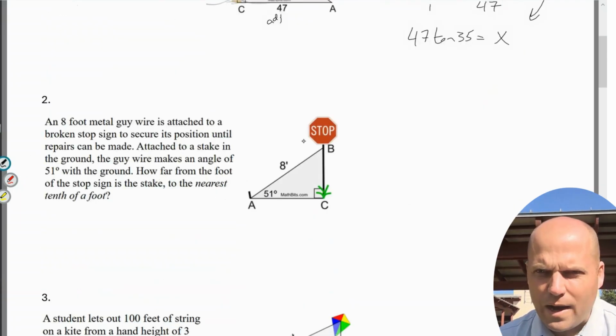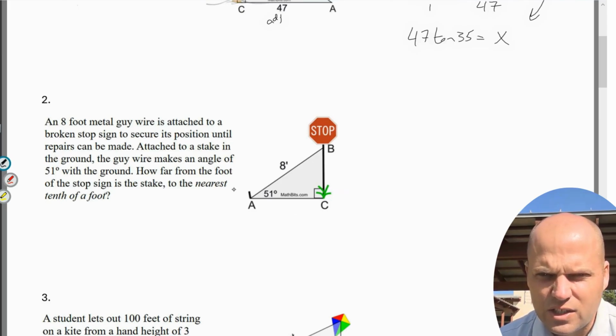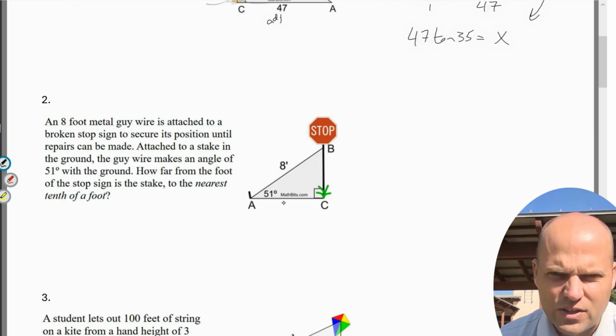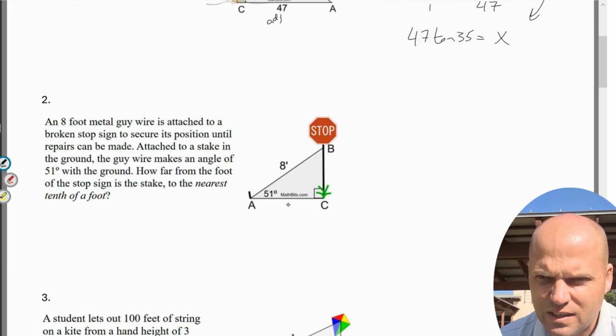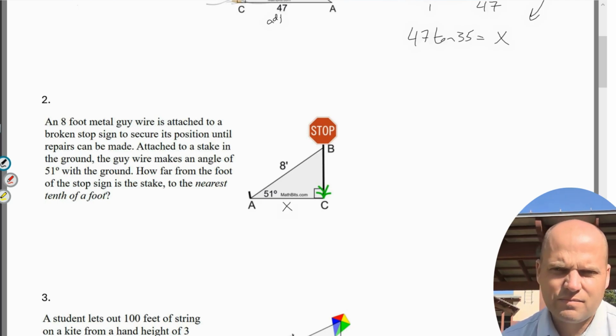Okay, 8-foot metal wire attached to a stop sign. How far is the foot of the stop sign to the stake? So how far is this distance? Right here. All right. Small triangle.